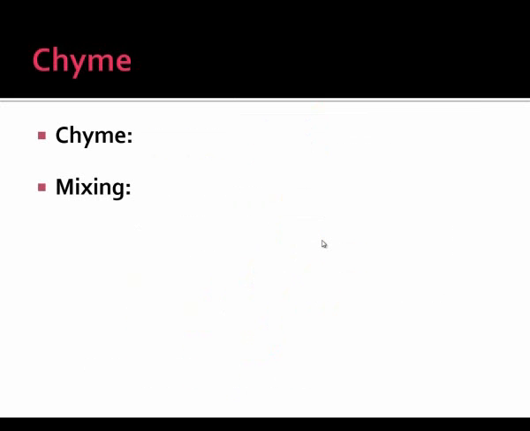Now chyme is basically the partially digested food or bolus in the stomach, along with the gastric juices that we would see in there as well. It's a very acidic, pasty nature in there that we would see. We'll talk a little bit about how acidic the stomach is a bit later. And then obviously the mixing part, which we were talking about as well.